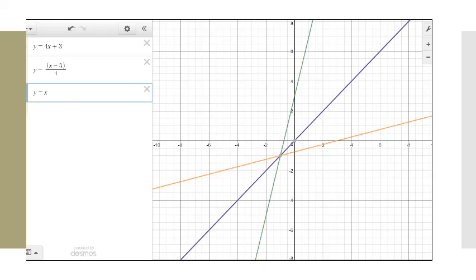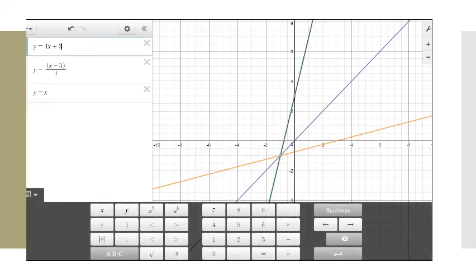Now the next one might be easier to see. I'm going to leave the y equals x there, but I'm going to change this graph to be the second example we had, which was x cubed.